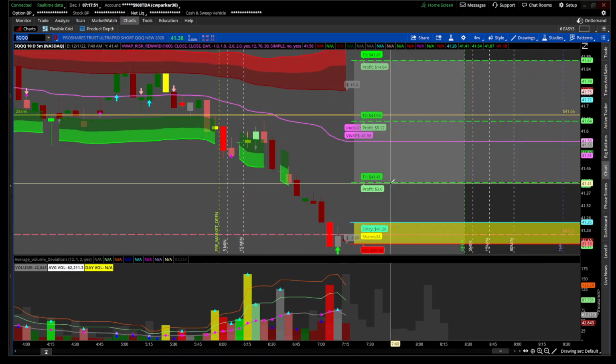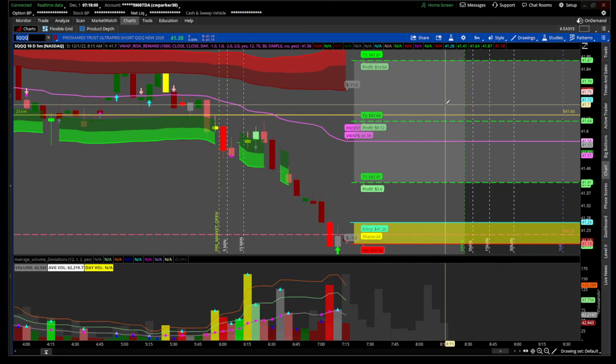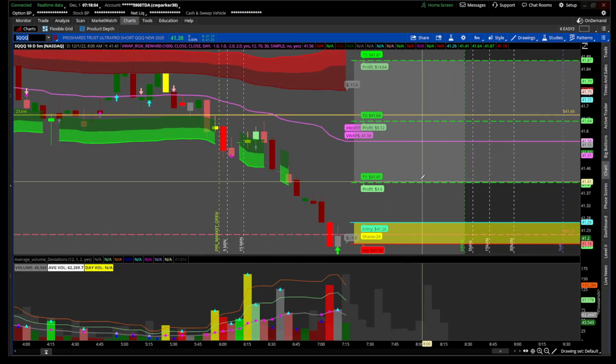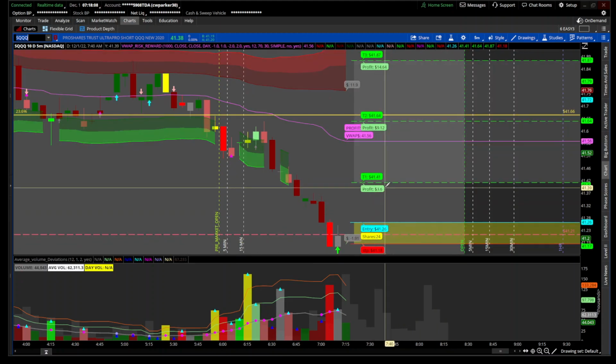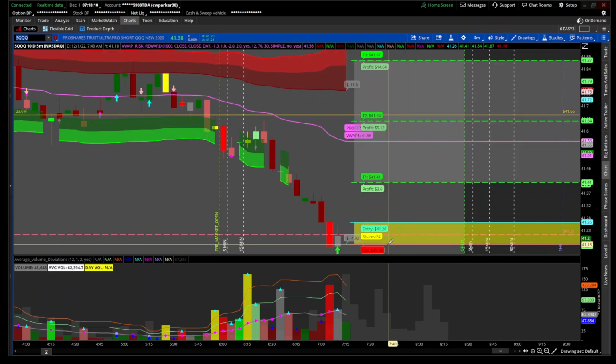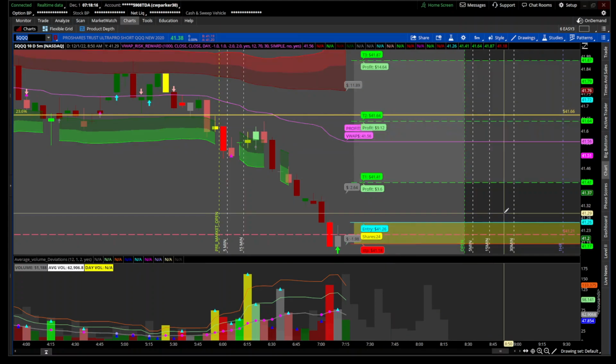Your first target, if you're using $1,000, will be $3.60, $9.12 and $14.64. These targets are based off of ATR. This would be 2-to-1 risk reward. This would be 2 times ATR, this would be your stop at 1 times ATR, and this would be 5 times ATR and 8 times ATR.